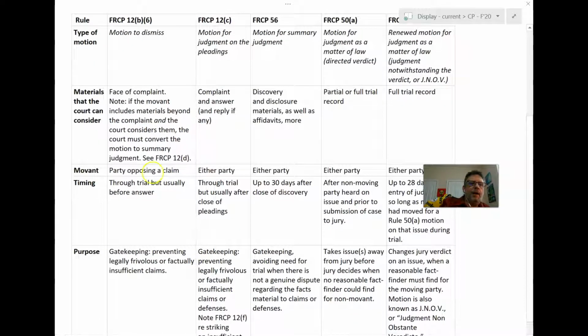Well, when can a 12(b)(6) be moved for? Through trial, anytime through trial, but as a practical matter, usually a 12(b)(6) motion is sought before the answer is served on the complaint. So P files a complaint, P serves the complaint on the defendant, and D serves a Rule 12(b)(6) pre-answer motion to dismiss for failure to state a claim.